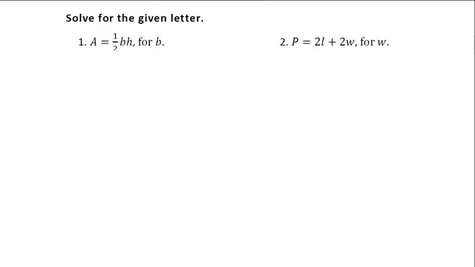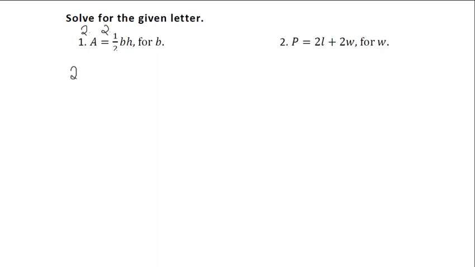All right, so here what we have is A equals 1/2 BH, solving for B. So we're going to take this equation and just try and isolate B by itself, and that's all we've got to do. So first off, we need to get rid of this 1/2. And how we get rid of a half is we're going to multiply both sides by 2.